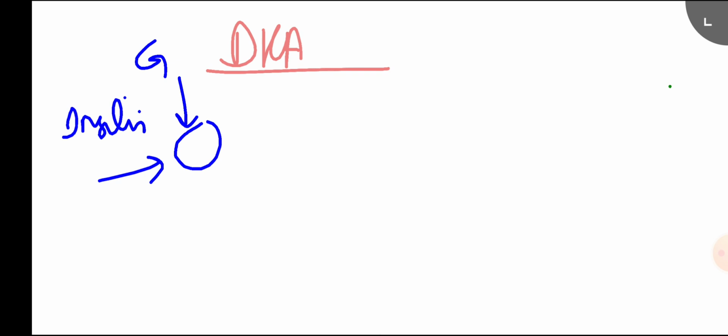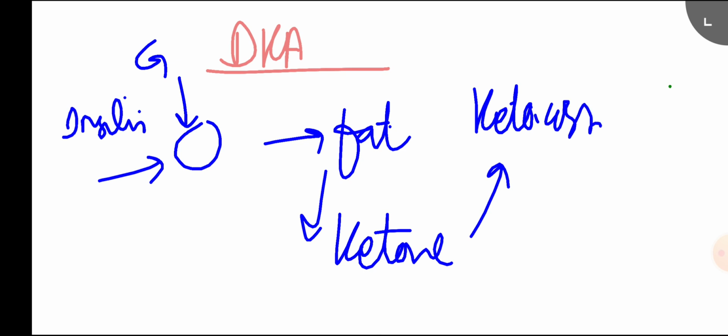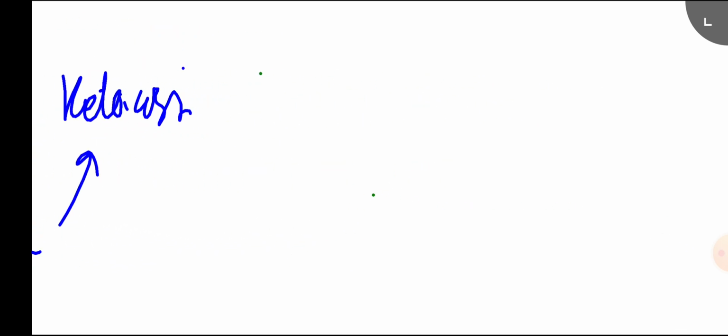So what they do is utilize the fat. What I mean is fatty acid oxidation. And as a result of fatty acid oxidation, what's produced? Ketones. And when the ketones build up in your body, that is called ketoacidosis, and that's exactly what happens in DKA. Your blood becomes acidic. Let's go a step ahead.